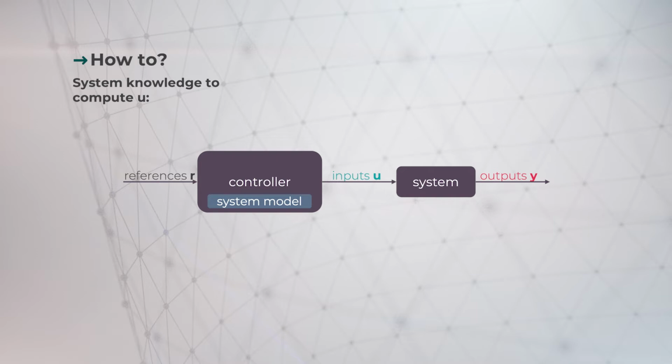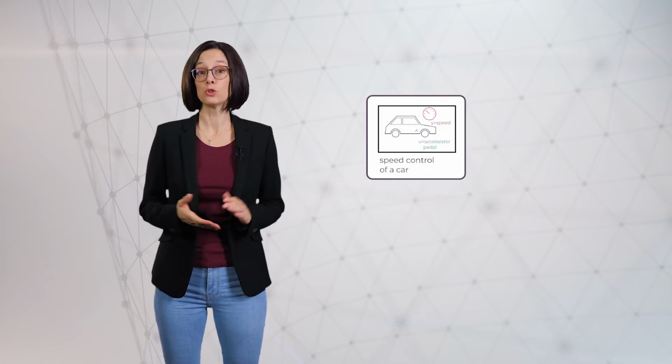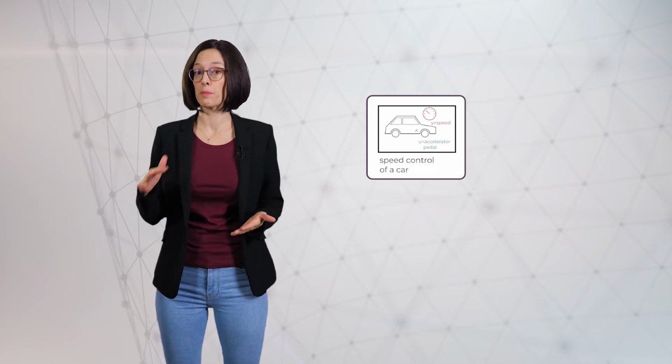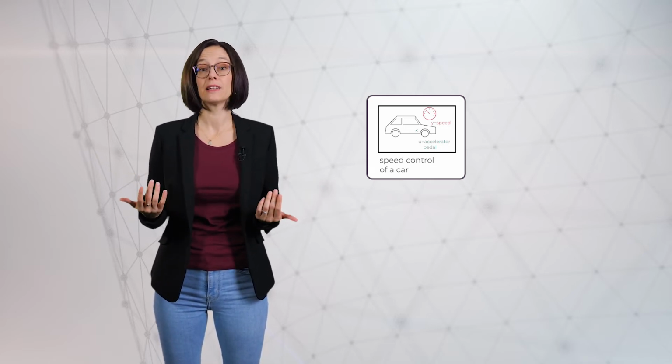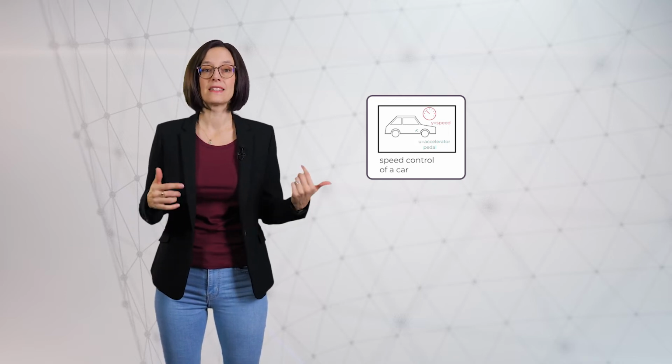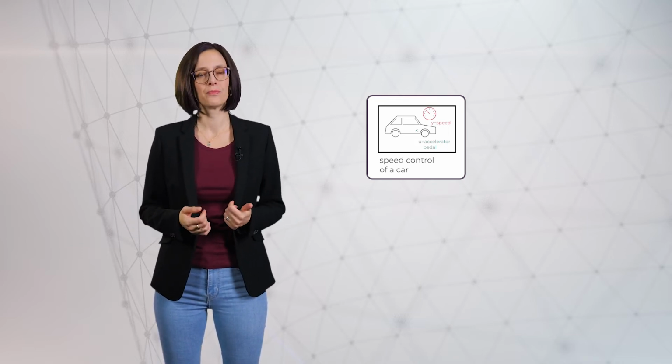Coming back to the car example. Assume you know exactly how much fuel you need to achieve a speed of 80 km per hour on a flat road. What happens if the road goes up a mountain? Your car will likely not keep the 80 km per hour. You would need to push the accelerator pedal harder to get more fuel to the engine. The inclination of the road is then disturbing your system behavior.